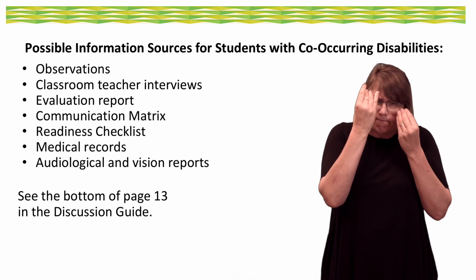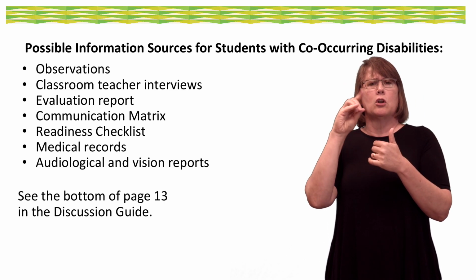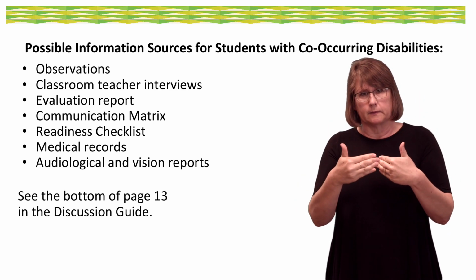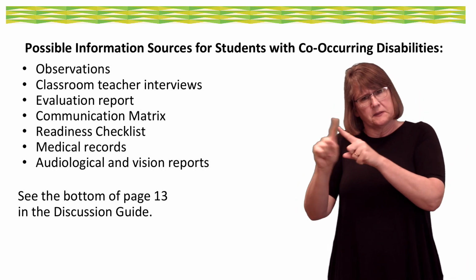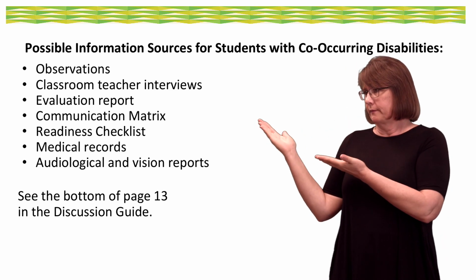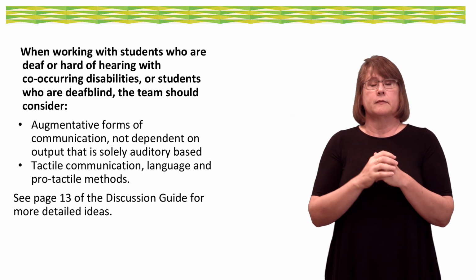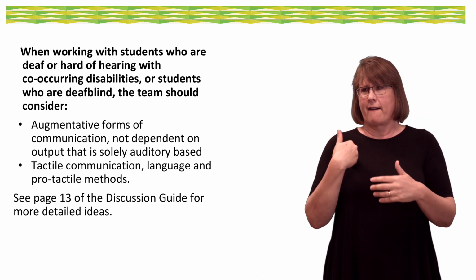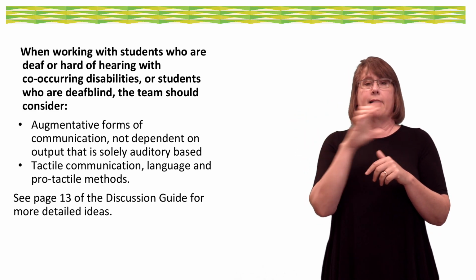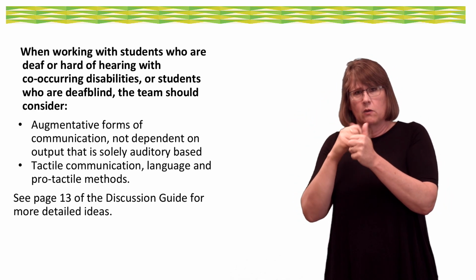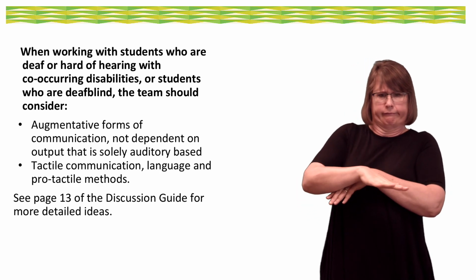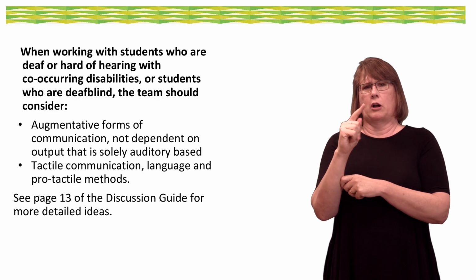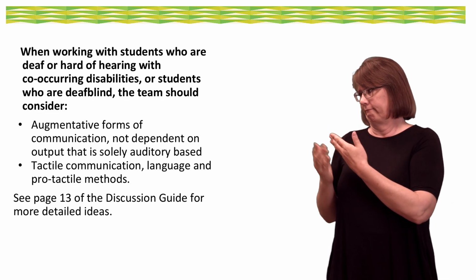Team members must consider how deafness or hearing loss impacts the student's ability to understand communication in the classroom. Information can be gathered from several sources. For example, many students who are deaf or have had significant hearing loss and have cognitive delays or disabilities that affect signing or speech do not benefit from using traditional augmentative systems.